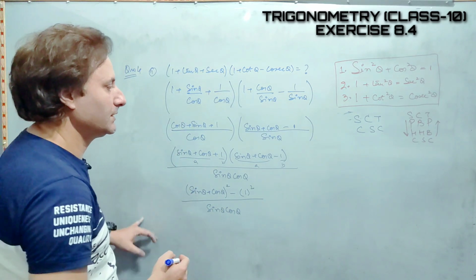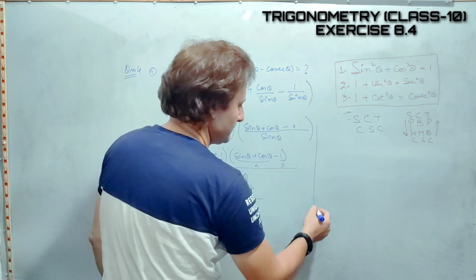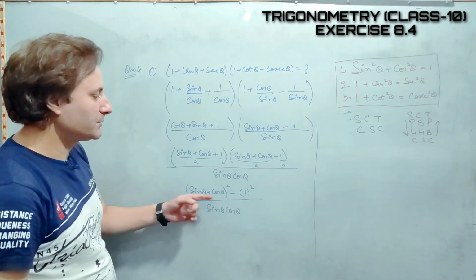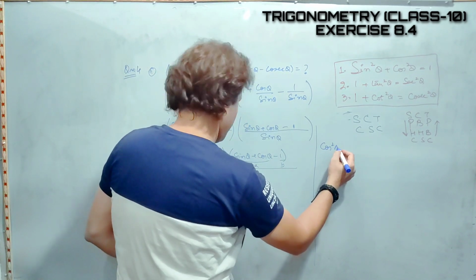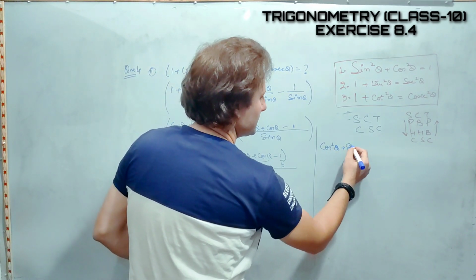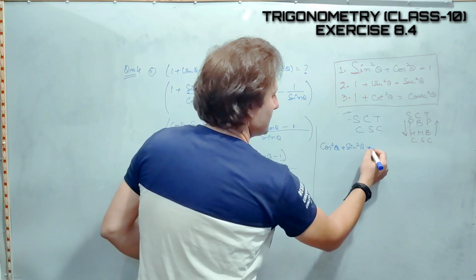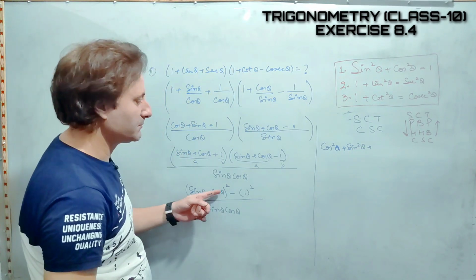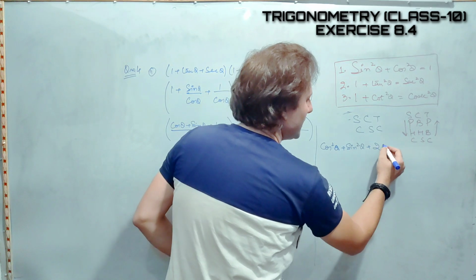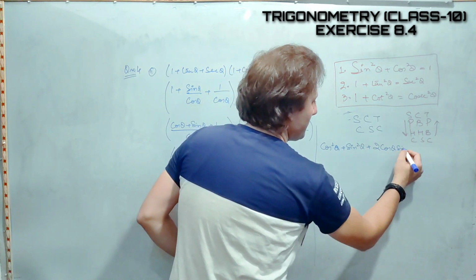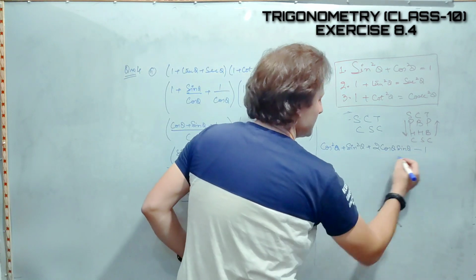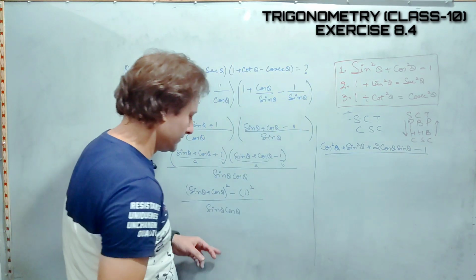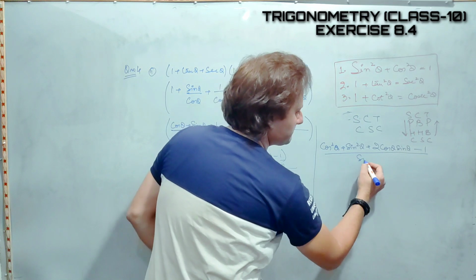Clear, guys? Now we have a few more things to do. This is A plus B whole square. So that is A square plus B square plus A square plus B square plus 2AB. And then I have minus 1 whole divided by sine theta cos theta.